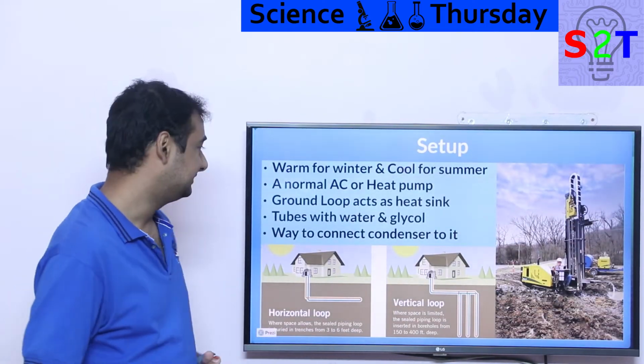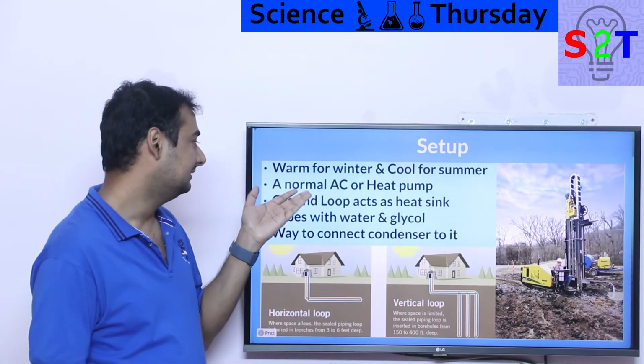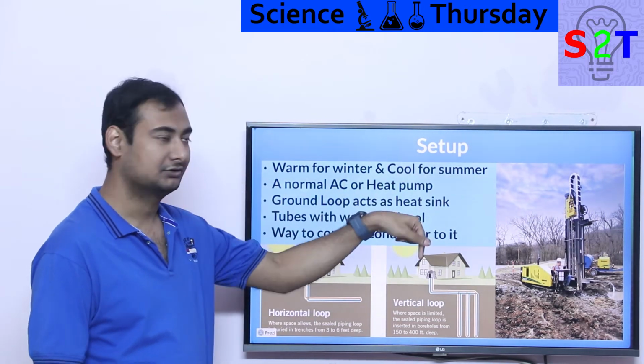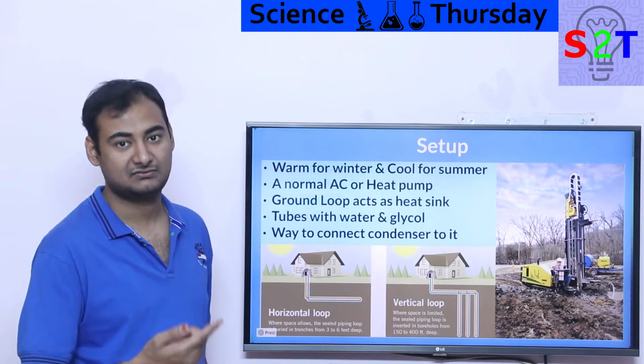So what's the setup behind this? Well, it's very simple. All we want is winter in the summer, basically. Winter in the summer, summer in the winter. All you want is warm for the winter, cool for the summer. A normal AC is a by default heat pump. It's just a one way heat pump.